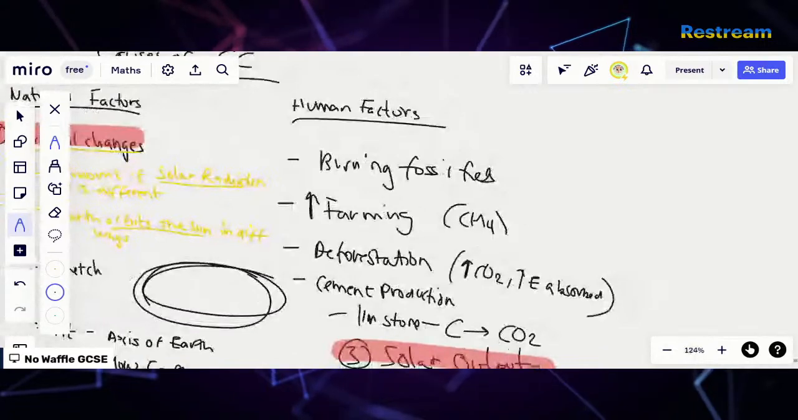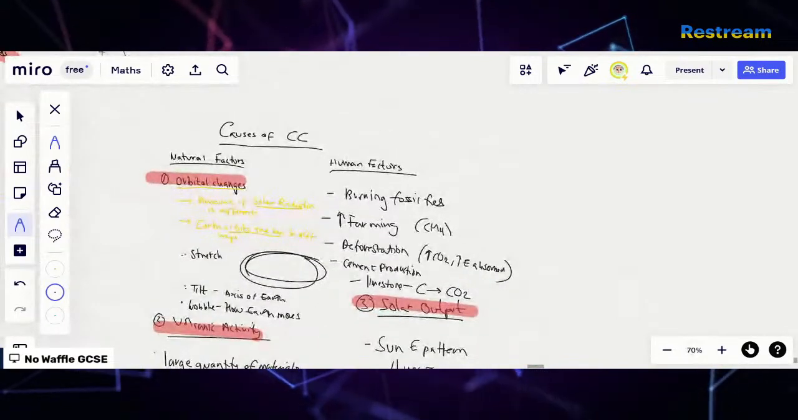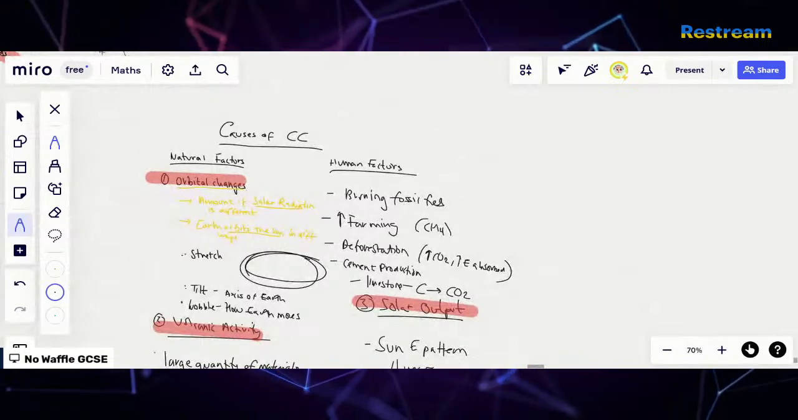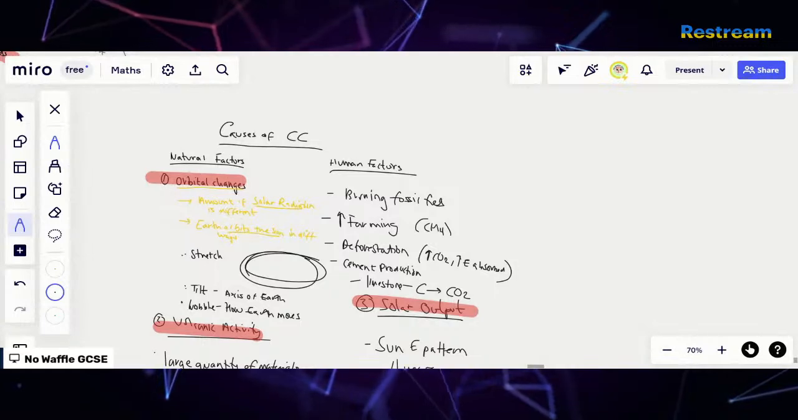dioxide. Okay, natural factors. The final bit of climate change is what are the effects on the environment and how can we stop the effects?